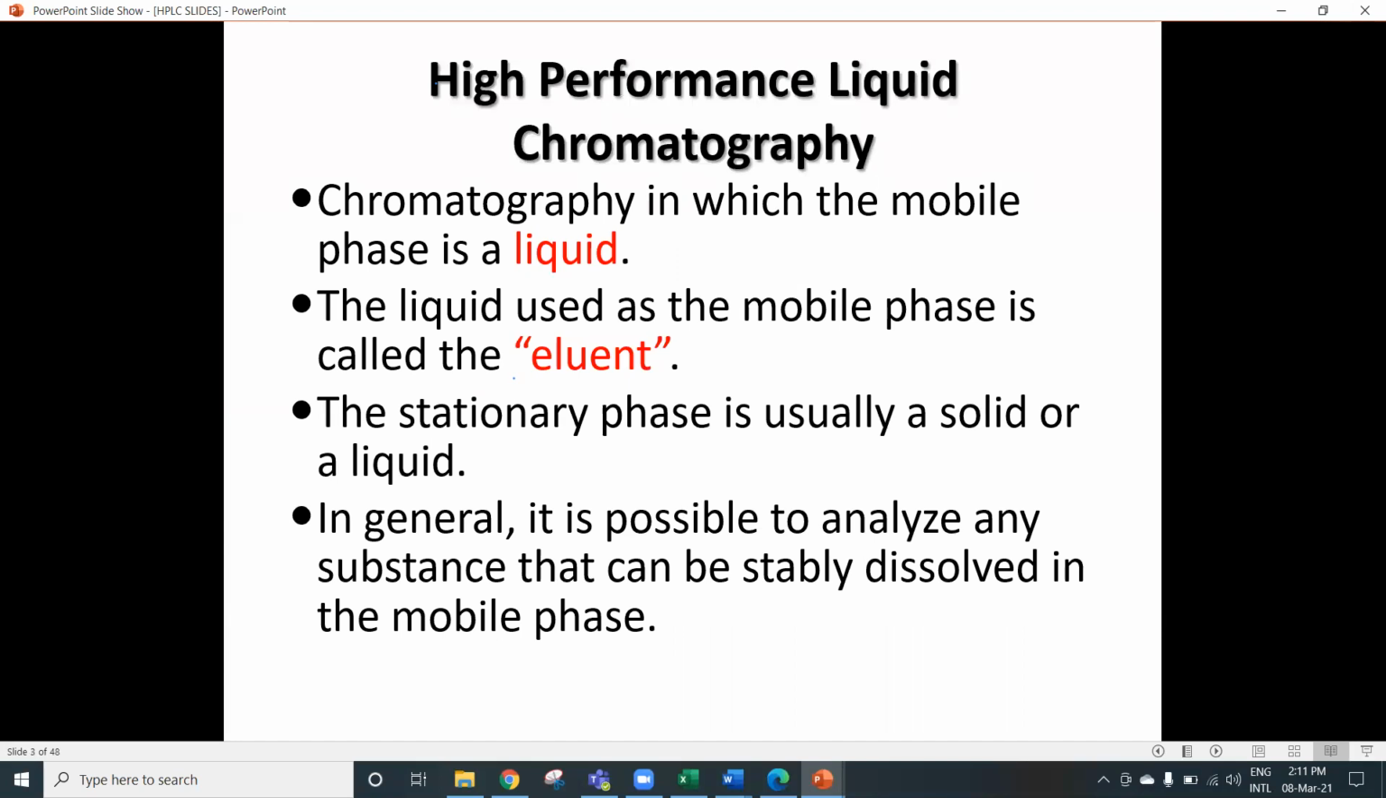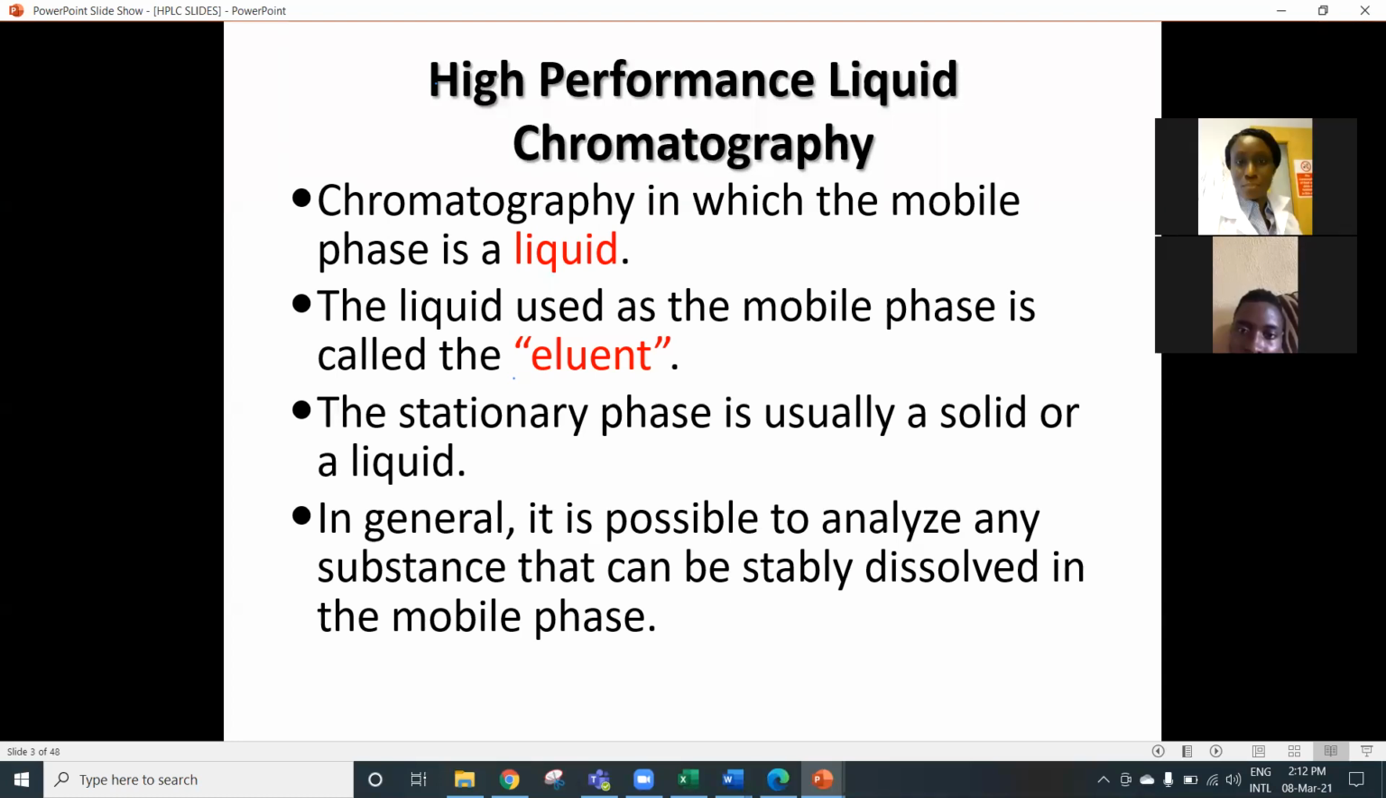So we already know that the mobile phase in high performance liquid chromatography is a liquid, and the liquid that is used as the mobile phase is called the eluent. The stationary phase can be made of solid or an immobilized liquid, just like in gas chromatography, you have gas solid chromatography and gas liquid chromatography. And we say that gas liquid chromatography is whereby your stationary phase is an immobilized liquid. So also in HPLC, the stationary phase can be made of solid or liquid.